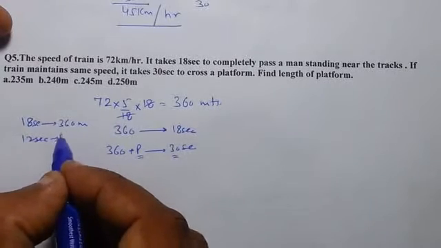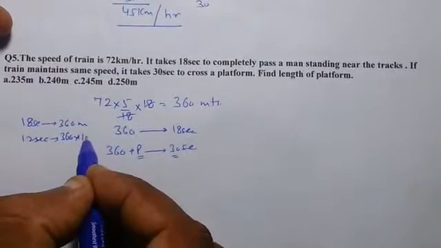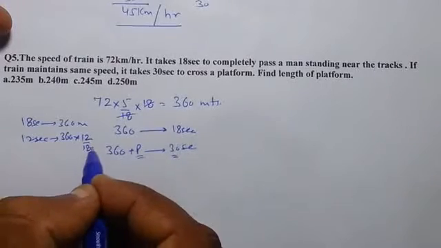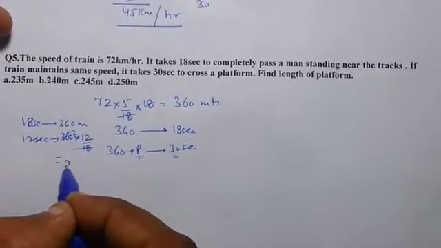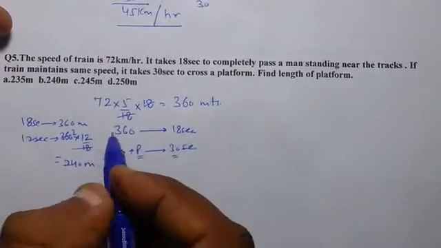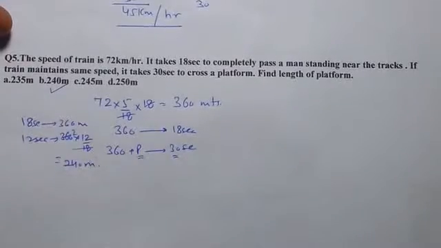So it will go less. So less means 360 into a less value, less fraction, that is equal to 12 upon 18. So 20 into 12, it gives us 240 meters. So we have an answer as 240 meters, correct? This is the answer.